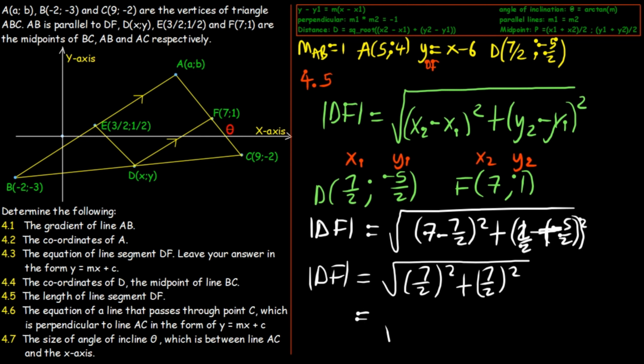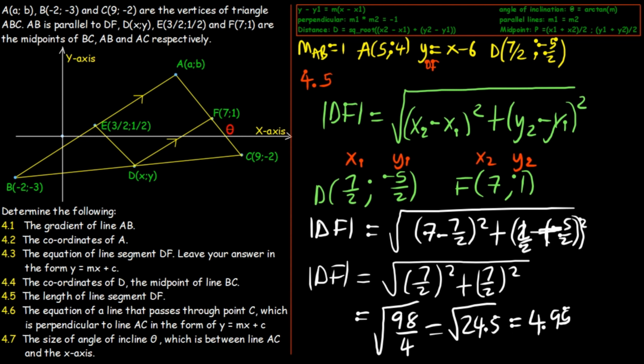So this is just going to give us a root of 7 squared, which is 49 over 4, plus 49 over 4, which will give us a root of 49 plus 49, which is 98, over 4, which is just equal to 20 root of 24 over 5 if we divide. And if you punch this in your calculator, you get 4,95 as our solution.